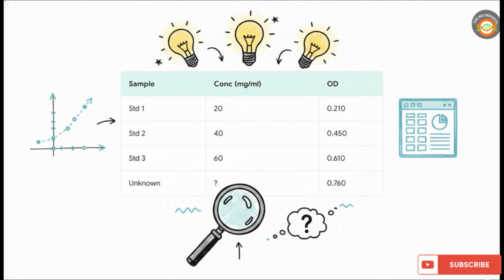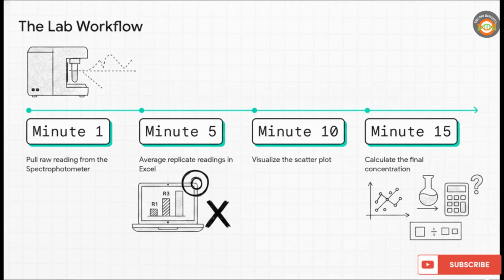Think of your data like a clue board. You have your knowns, your standards. Let's say you deliberately prepared these with known concentrations of 20, 40, and 60 milligrams per milliliter, and you got their absorbance readings. That's great. But then you've got your suspect, the unknown sample. You know its absorbance is 0.760, but its concentration? Total mystery.